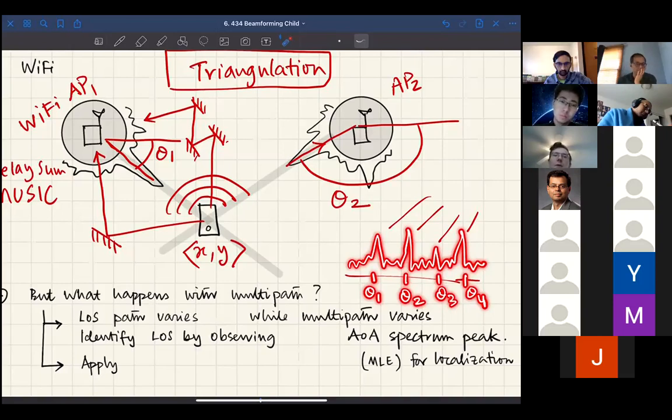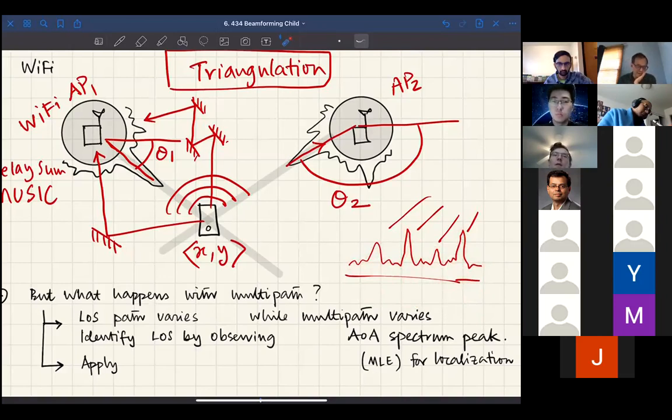Can you use power maybe? Using power might be an idea, but there might be some walls over here, and your received signal along the line of sight path might actually be weak. So the line of sight power may not necessarily be stronger. Maybe it will work as a heuristic, but not necessarily. What else? Any other ideas?